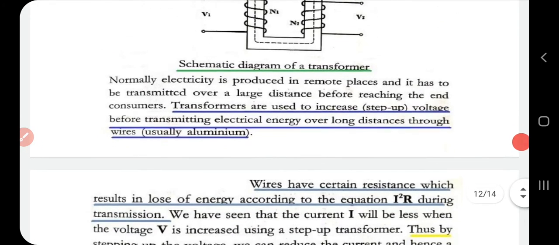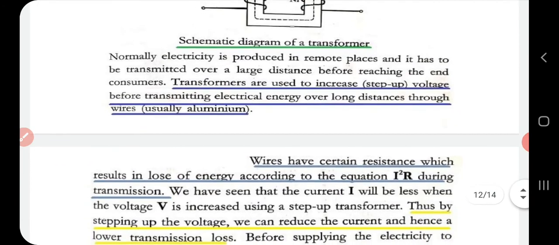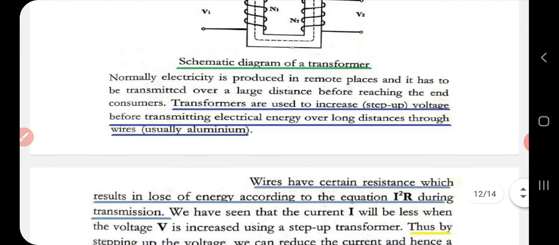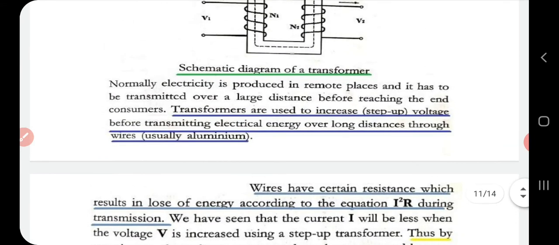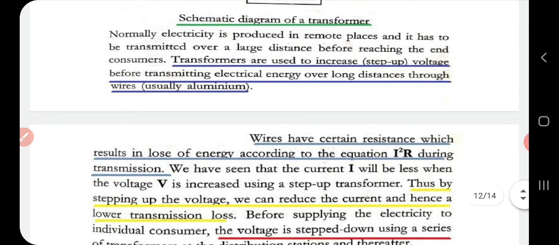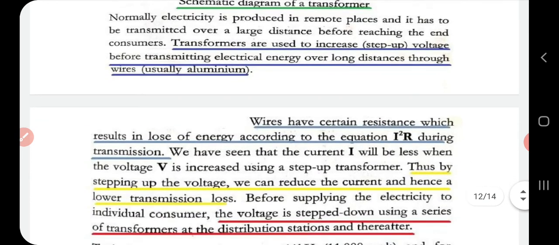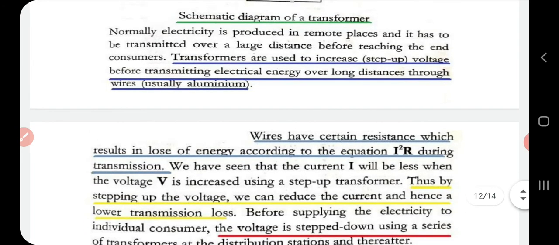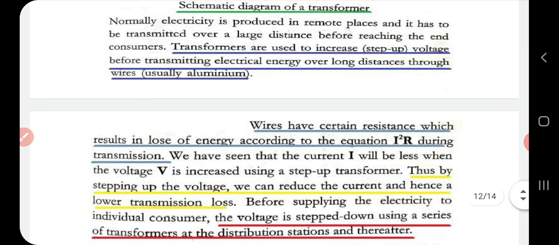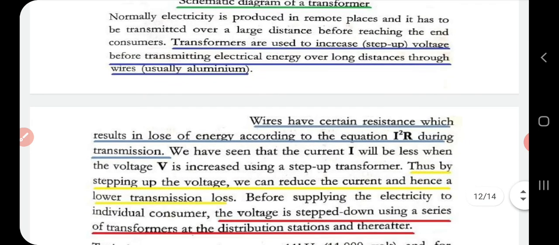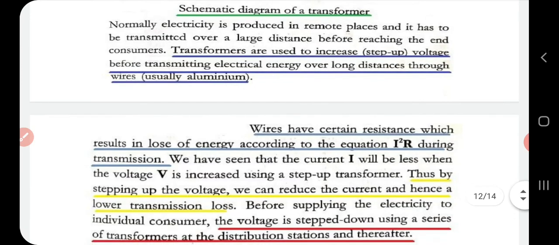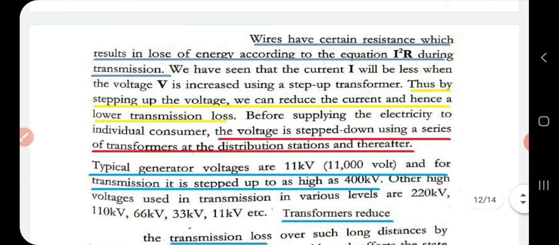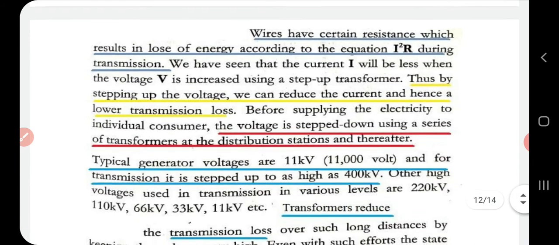Now, normally electricity is produced in remote places, and it has to be transmitted over large distances before reaching the consumers, right? Once electricity is produced, it has to reach the customers, right? So transformers are used to increase voltages before transmitting electrical energy over long distances through wires. Wires are usually made of aluminum. So in order to step up voltages before transmitting this generated power to the consumers, we use transformers.